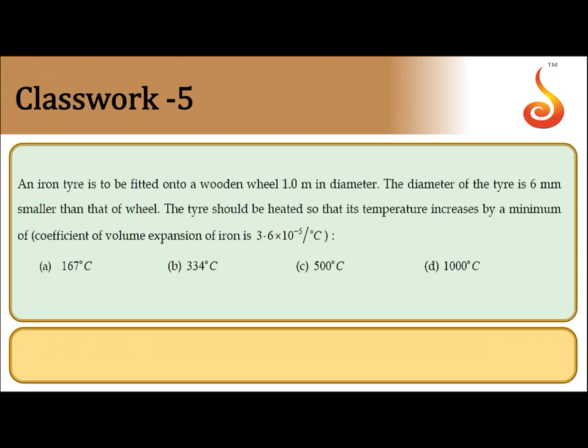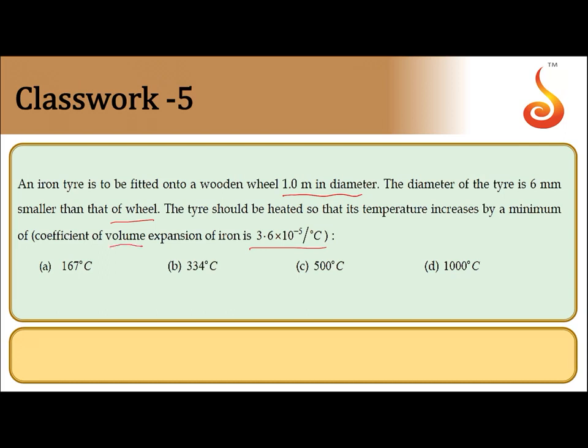Okay, we shall move on to next one. An iron tire is to be fitted onto wooden wheel 1 meter in diameter. Diameter of the tire is 6 mm smaller than that of the wheel. Tire should be heated so that its temperature increases by minimum of what? Given coefficient of volume expansion of iron is 3.6 into 10 to the power minus 5 per degree Celsius.